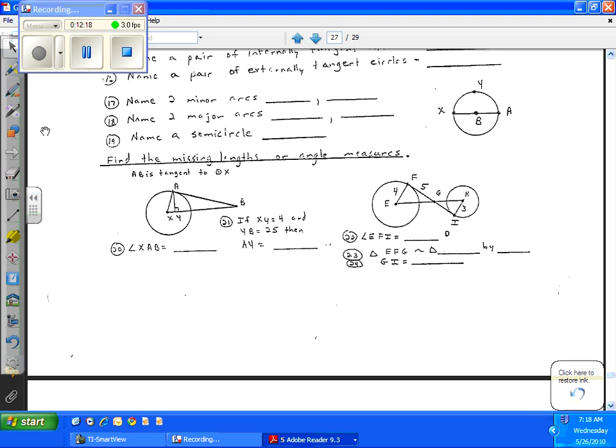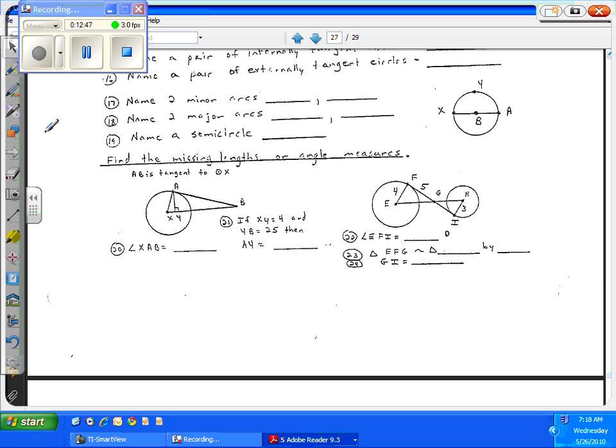Name two minor arcs, two major arcs, and a semicircle. An arc is a part of a circle. A circle is the set of all points in a plane, a given distance from a given point in that plane. So an arc would be a part of the points in a plane, a given distance from a given point in that plane. See, it's a part of a circle.